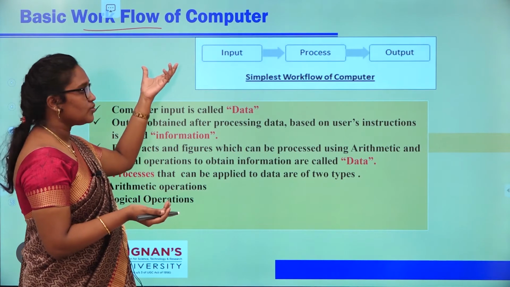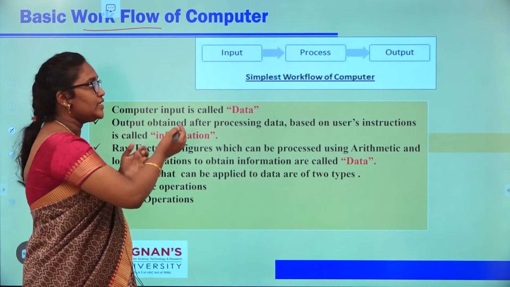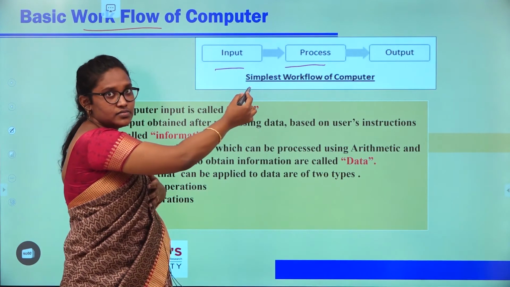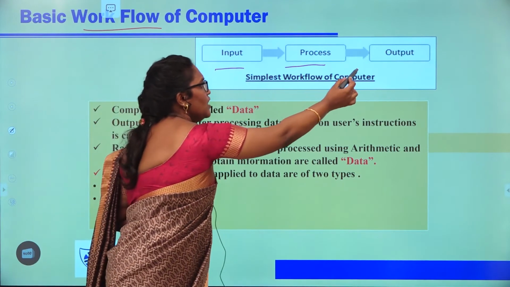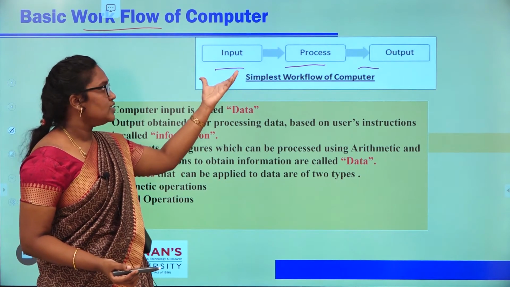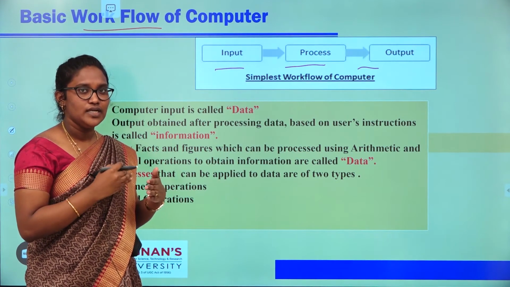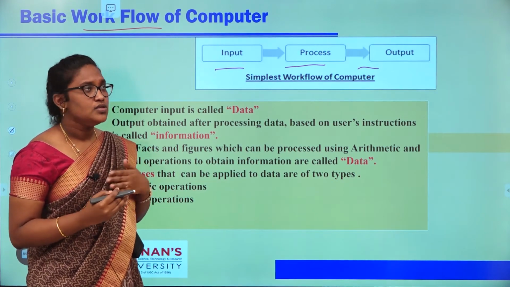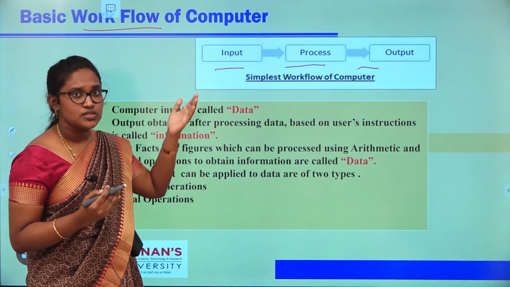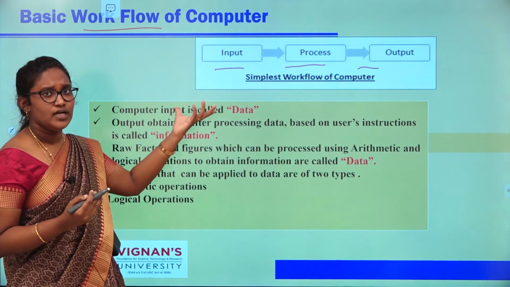Similarly, the workflow of a computer means how the computer is taking the input, processing the input taken from the user and giving the output. In the previous slides you have already seen input, process, output as well as the difference between data and information. In this workflow of a computer we will go into much more detail.